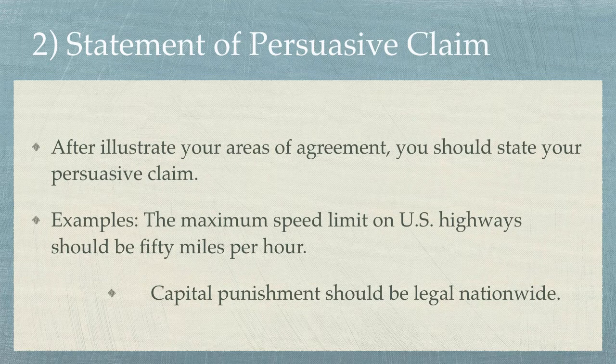Okay, let's take a look at the example right here. These are the persuasive claims of the two samples that I mentioned in the previous slide. The maximum speed limit on US highways should be 50 miles per hour. Capital punishment should be legal nationwide. Just show them what you want to propose, what you want to motivate them.